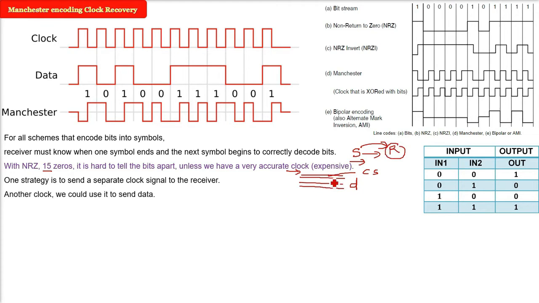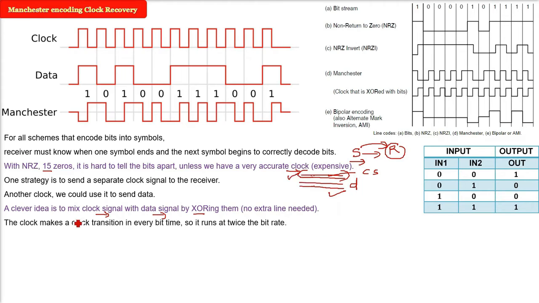But the problem is, if you are using another channel, why not use it for the data? Why are you using a single channel for sending only the clock signal? We can even use it for sending data. So a clever idea is, we can mix the clock signal with the data signal, because the clock can only be used to find out where the data is. So we can mix the clock signal with the data signal by using XOR. We will not need any extra line, which we were just discussing, to send the clock signal.